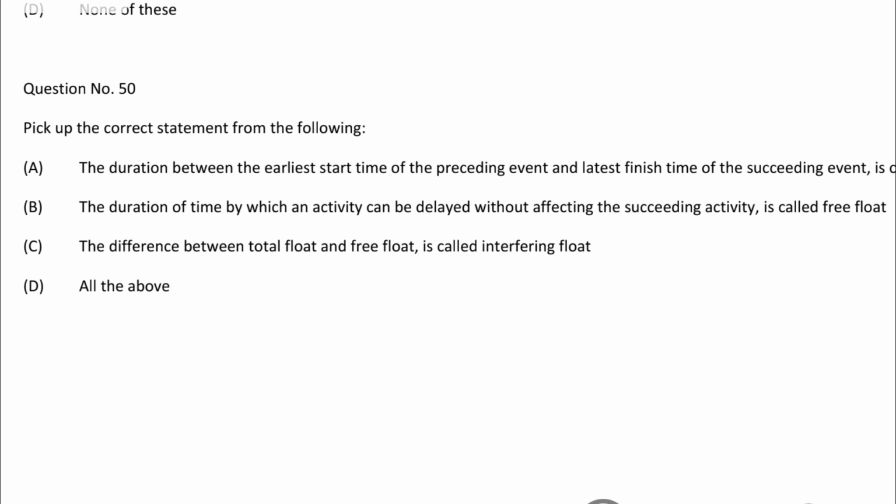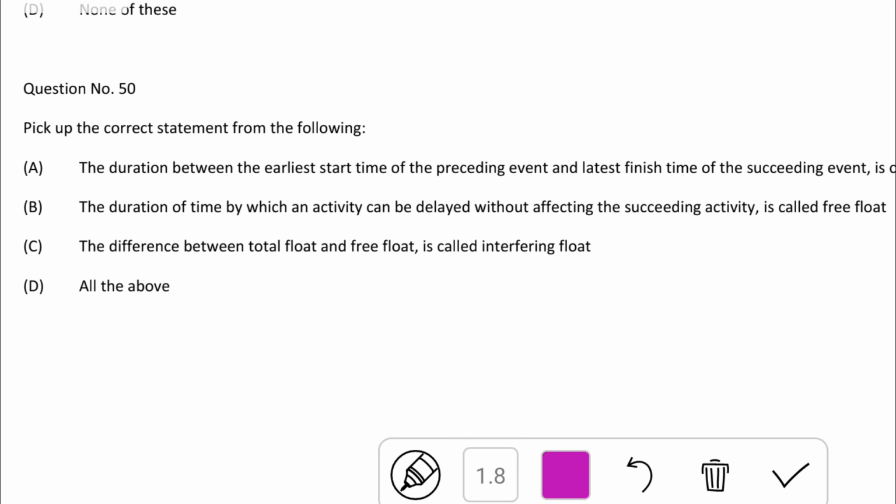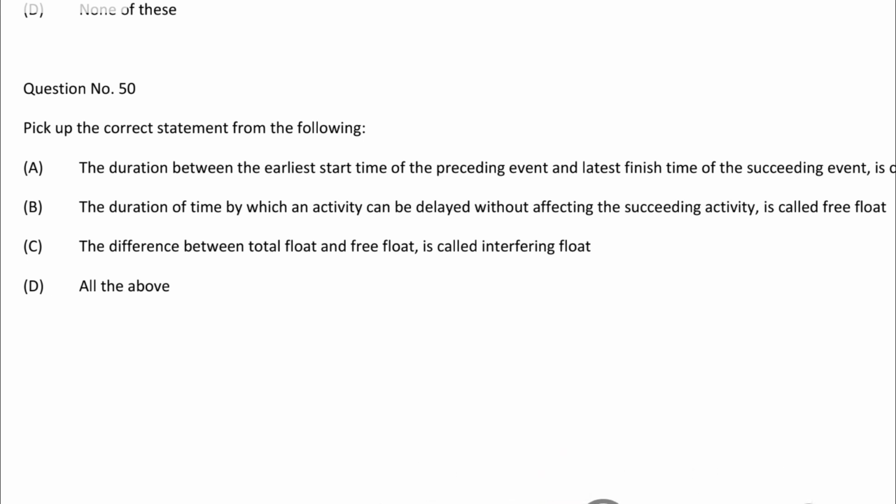So next question, pick up the correct statement from the following. Option A, the duration between the earliest start time of the preceding event and the latest finish time of the succeeding activity is called float. Option B, the duration of time by which an activity can be delayed without affecting the succeeding activity is called free float. Option C, the difference between the total float and the free float is called interfering float. Option D, all the above. So the correct answer is option D, all the above.